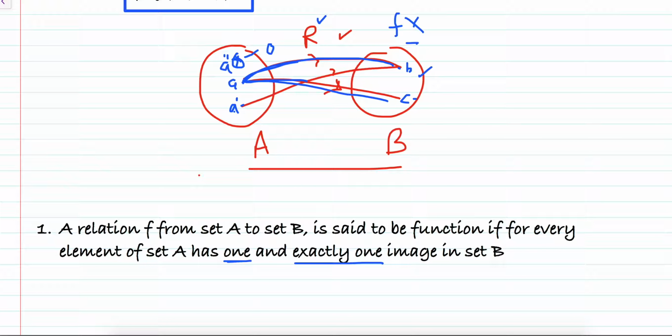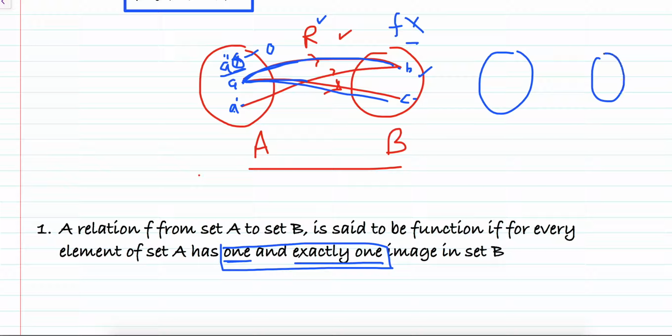So this point itself says that every element in A should have one image. Even if we have some example like this, where all elements had exactly one image here, but one element was left out, then also this is not a function, because this element has no image in B and it should have one and exactly one.